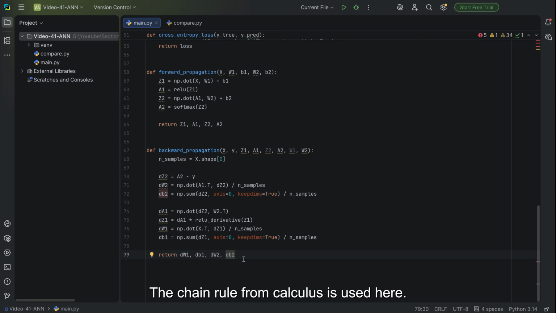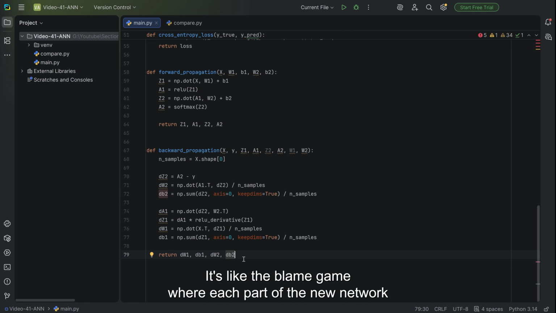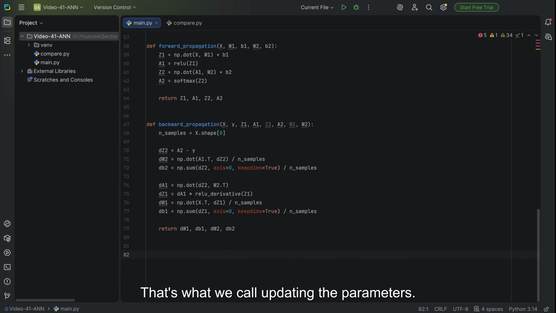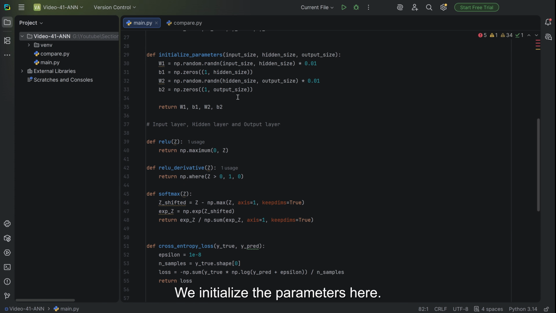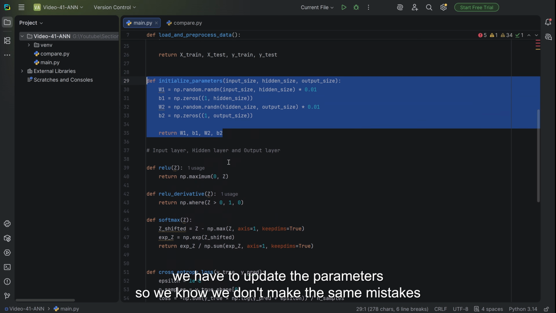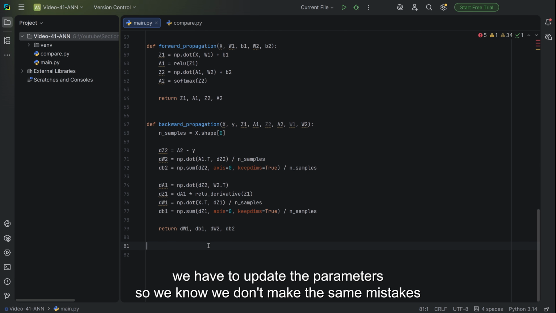The chain rule from calculus is used here. It's like the blame game, where each part of the neural network gets a share of the blame for the mistakes, and then they fix it. And to fix the mistakes, that's where we update the parameters. We initialize the parameters here, but now after the backpropagation, after we know the mistakes, we have to update the parameters so we know we don't make the same mistakes next time.